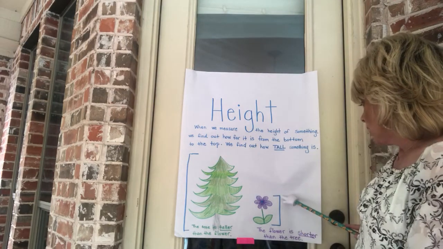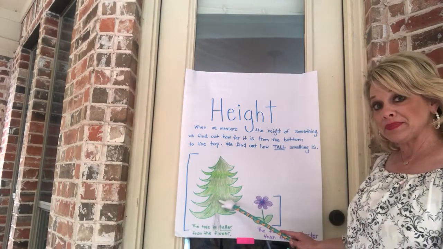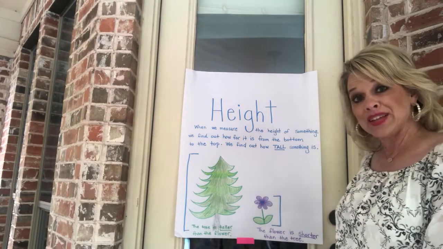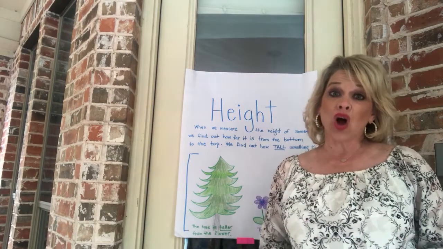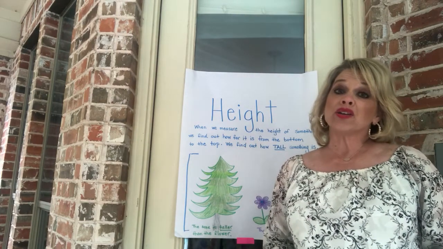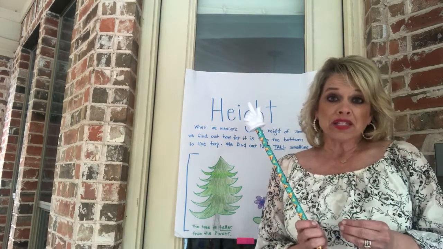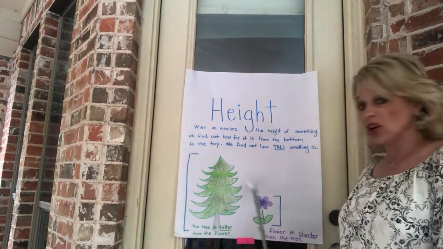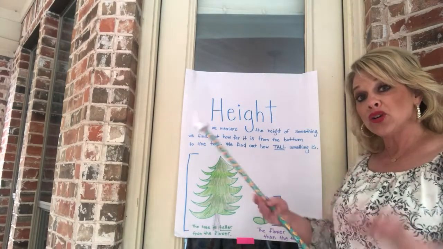Now, this flower is shorter than the tree. The tree is taller than the flower. So as you begin to practice height and measuring how tall things are, you can also compare objects and begin to talk about them and talk about their size using words that you're learning. For example, like we just said, the tree is taller than the flower. The flower is shorter than the tree. You're comparing those two things in their height.